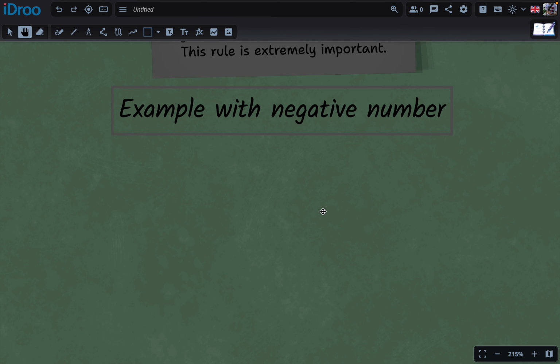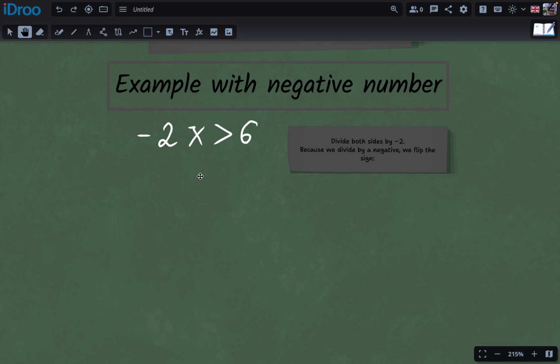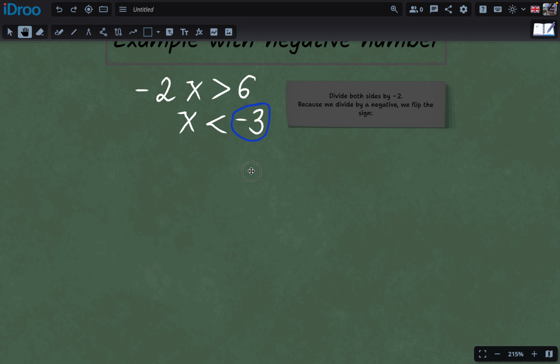So let's take a look at the example. Here we get an example, and we divide both sides by -2. Because we divide by a negative, we flip the sign. So you see here that -2x was greater than 6, and here we get the value of x, which is less than -3.